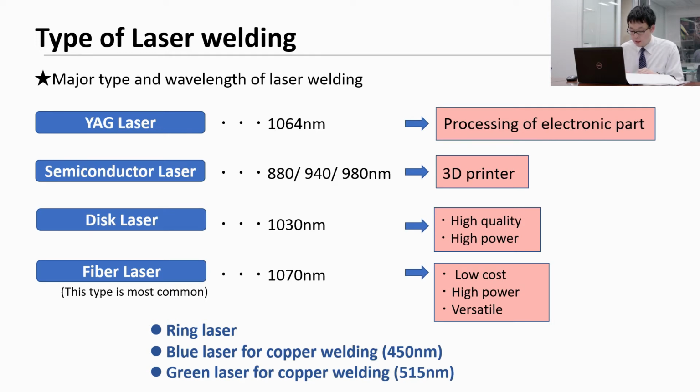About disc laser, the wavelength is 1030 nanometer. This laser is high quality and high power. About fiber laser, the wavelength is 1070 nanometer. This laser is high power and low cost. This laser is most common in type of laser welding, considering the cost and power. In addition, in Japan, some research about blue laser and green laser is beginning recently as a different approach for laser welding.